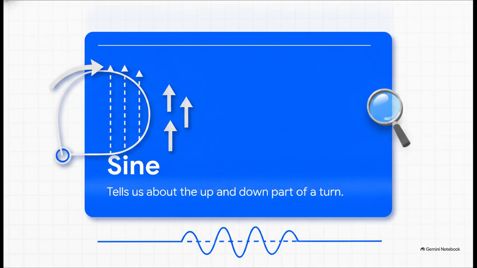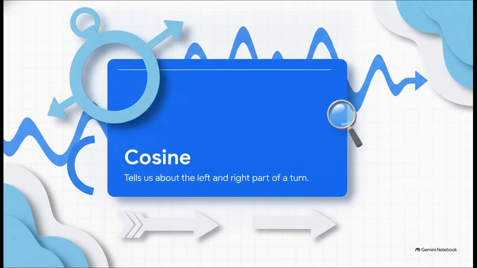Now, first up is sine. Whenever you turn that little arrow, sine simply tells us about the up and down part of that turn, like how much vertical movement actually happened. That right there is sine. Next up is cosine. So if sine is the vertical stuff, cosine tells us about the left and right part of a turn. It simply tracks your sideways movement.